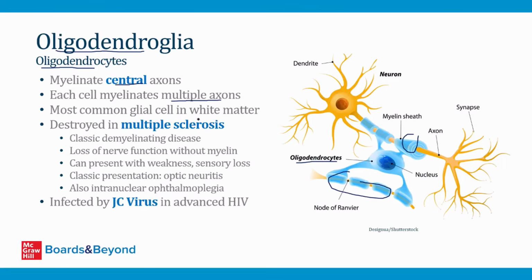These are the most common glial cell found in the white matter, and hopefully that makes sense to you. The white matter is made up of axons, and so you need to have a lot of oligodendrocytes around to create myelin for those axons.